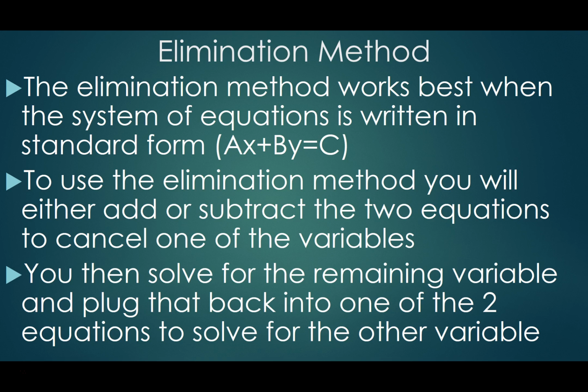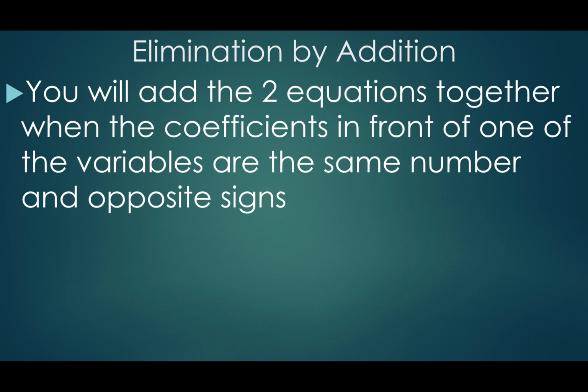So we ideally want to try and add or subtract the two equations. Addition works if you'll notice that one of the variables has the exact same coefficient number in front of it, but opposite signs. So you have like a positive 2x and a negative 2x, or negative 6y and positive 6y. Something like that is where you can use the elimination method by addition.